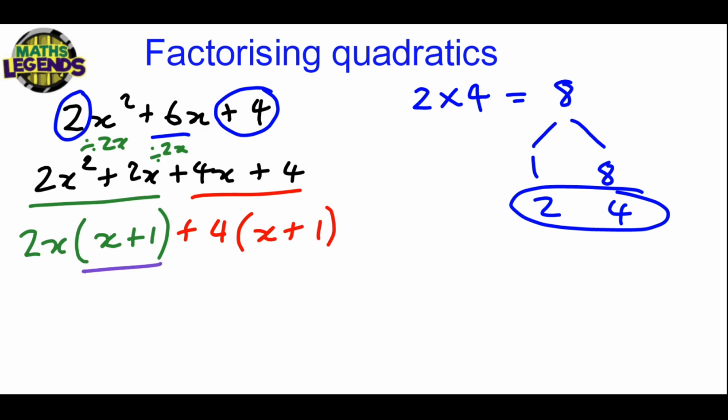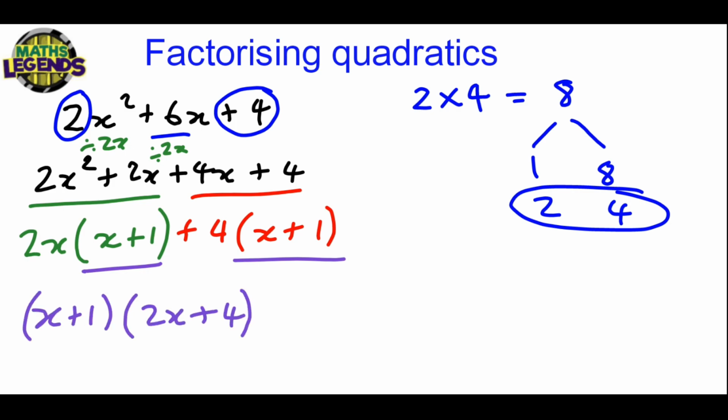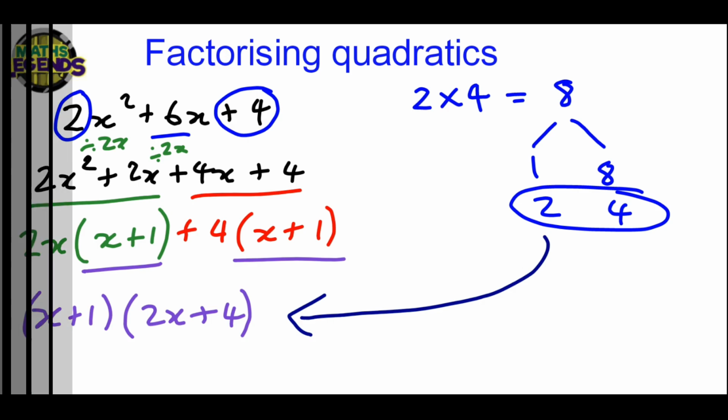So now the x plus 1 is common in both, so we can take that out as a factor, and we're left with 2x plus 4. So that's our quadratic equation factorized. Notice that now we don't have a shortcut where we can go from the 2, 4 to the final answer. Hence the reason for showing that method. That one method works on all cases, even if you forget the shortcut. Let's look at another example.